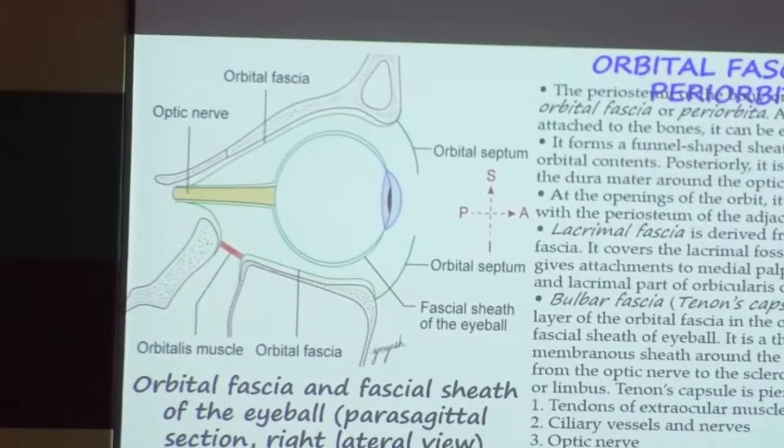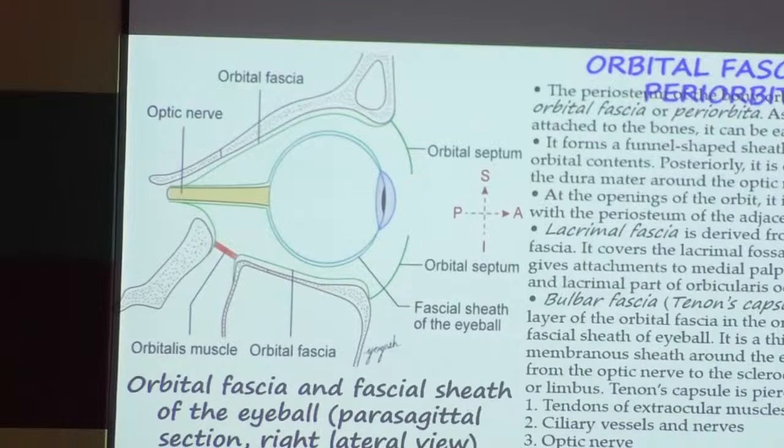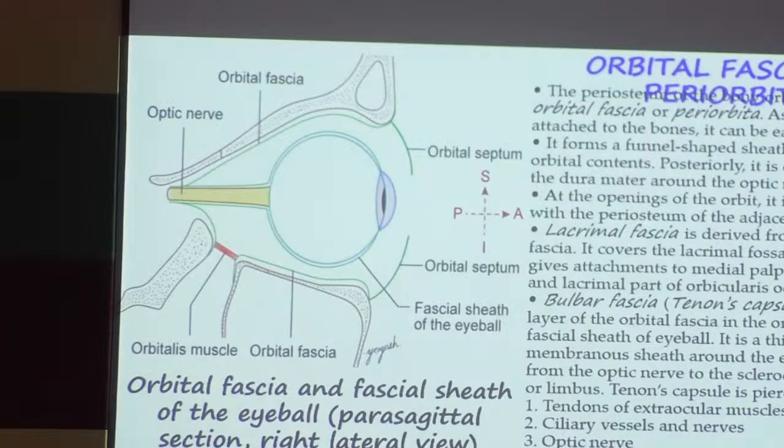Now, different fascia, orbital fascia. Important fascias are orbital fascia or periorbita and bulbar fascia or Tenon's capsule. The periosteum of the orbit forms the orbital fascia or periorbita, and as it is loosely attached to the bones, it can be easily stripped and it forms a funnel-shaped sheath around the orbital cavity.